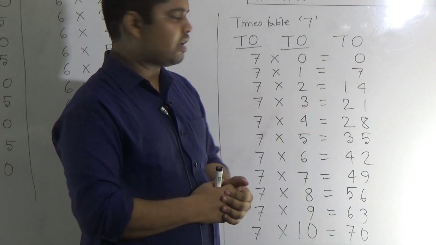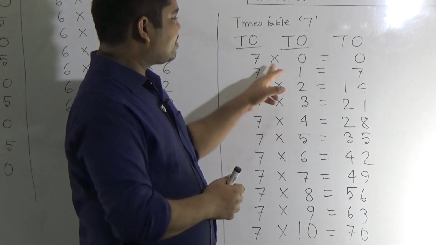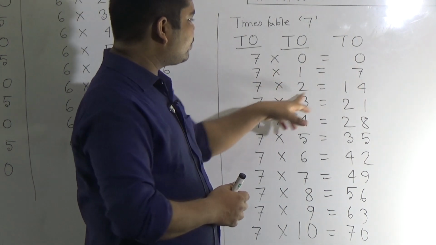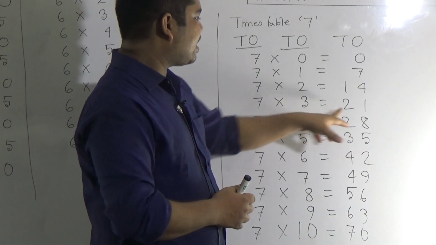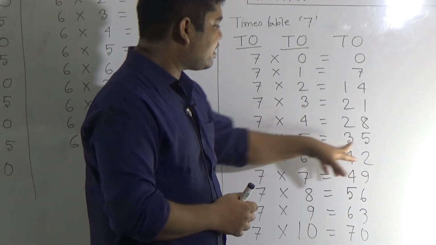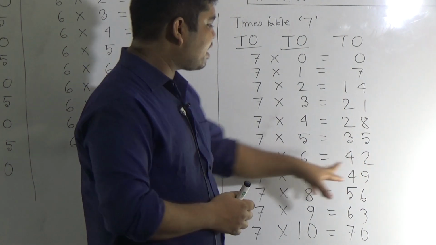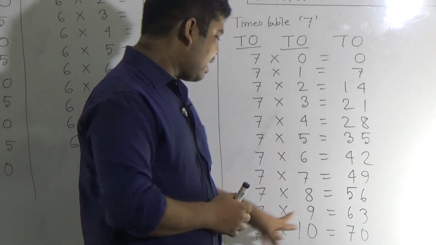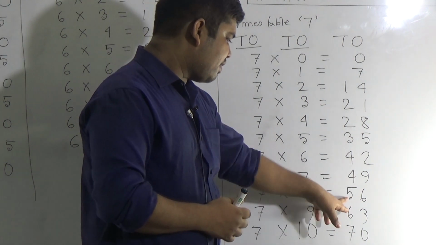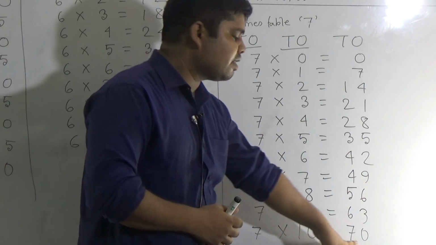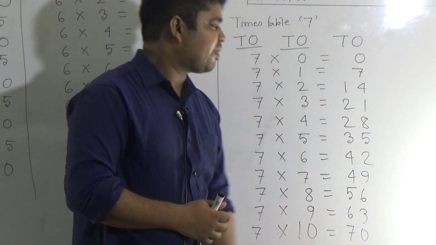Now we read: 7 zeros are 0, 7 ones are 7, 7 twos are 14, 7 threes are 21, 7 fours are 28, 7 fives are 35, 7 sixes are 42, 7 sevens are 49, 7 eights are 56, 7 nines are 63, 7 tens are 70. I hope you have understood.